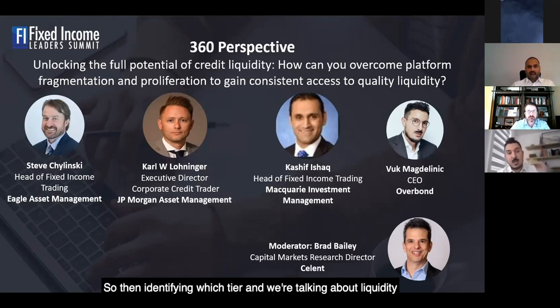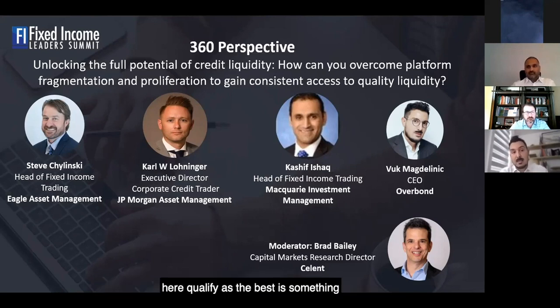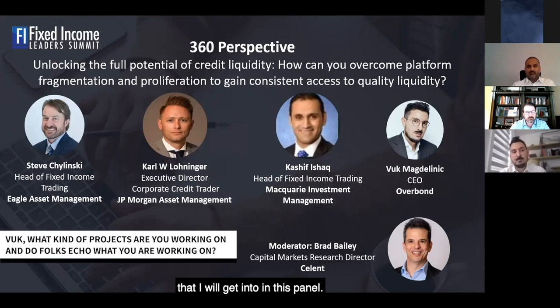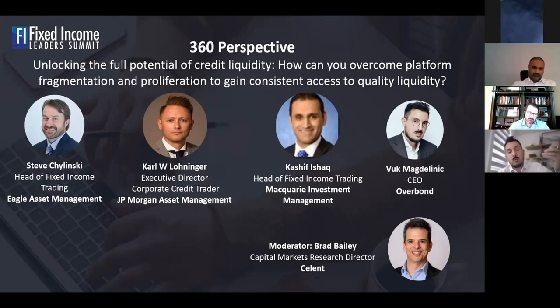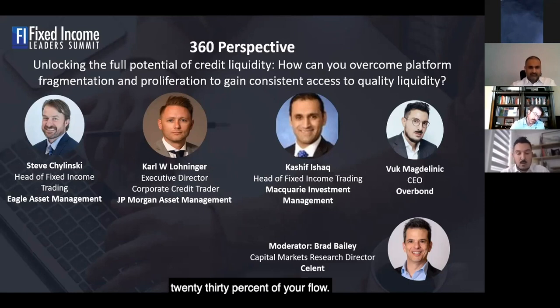So then identifying which tier, and we were talking about liquidity here, qualifies the best is something that we'll get into on this. Earlier this fall, we launched liquidity AI scoring, which I think kind of bodes well here. The end goal, automating, let's say low touch, no touch, about 20-30% of your flow, but it's a tall ask if you need to first tier the liquidity with precision.